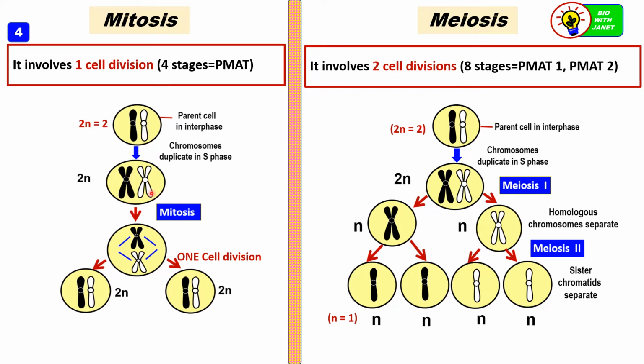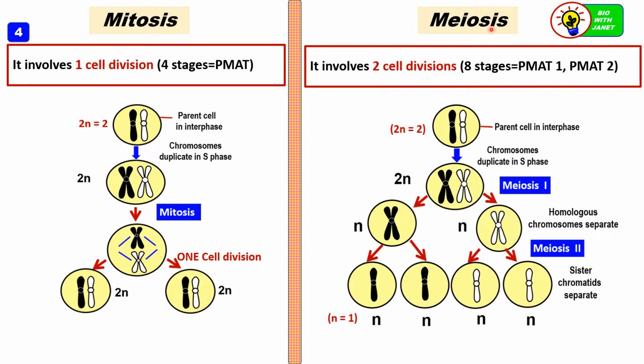Here 2n also still equals 2, although the chromosomes have duplicated. But we don't consider it as 4 chromosomes. Since it's still attached at the centromere, this one is considered 1 whole chromosome, and this one another chromosome. So mitosis occurs here, and then there's 1 cell division here, right?